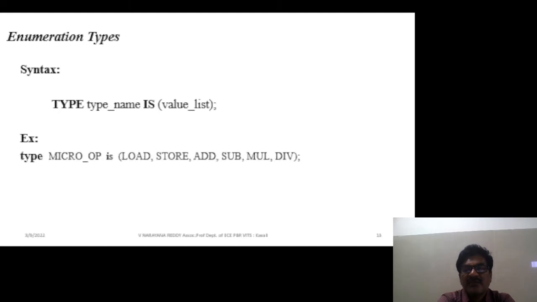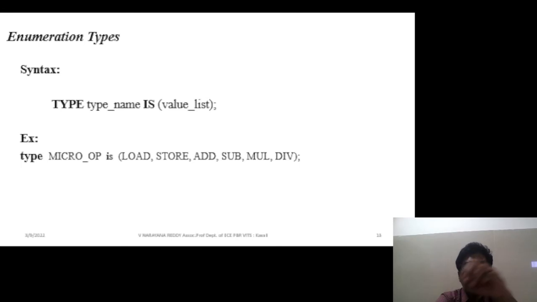Let us see one example: type micro operation is, with different values load, store, add, sub, mul, division. That is, micro operation is a type of data type. It is an enumeration type of data type. It has different values like load, store, add, sub, mul, division. How many values does it have? 6 values. What are those 6 values? Load, store, add, sub, mul, division.